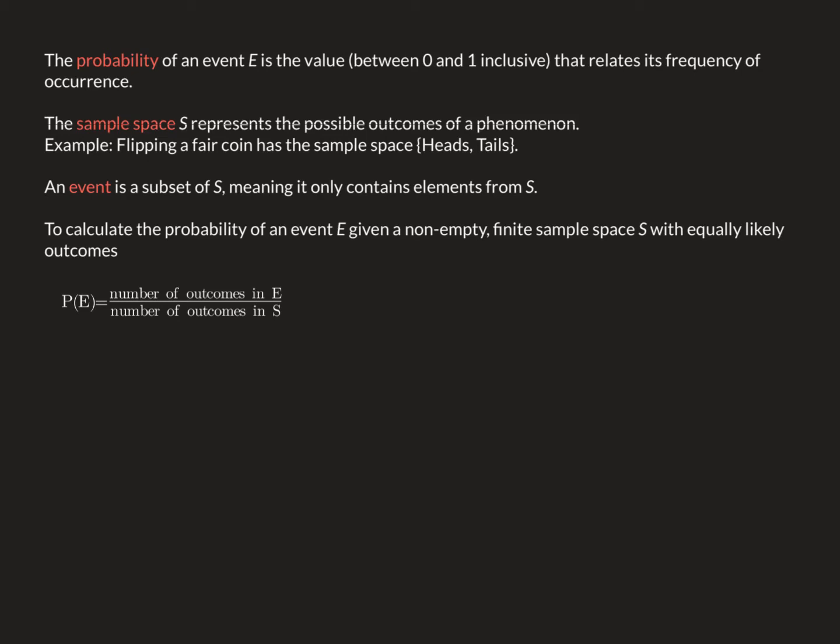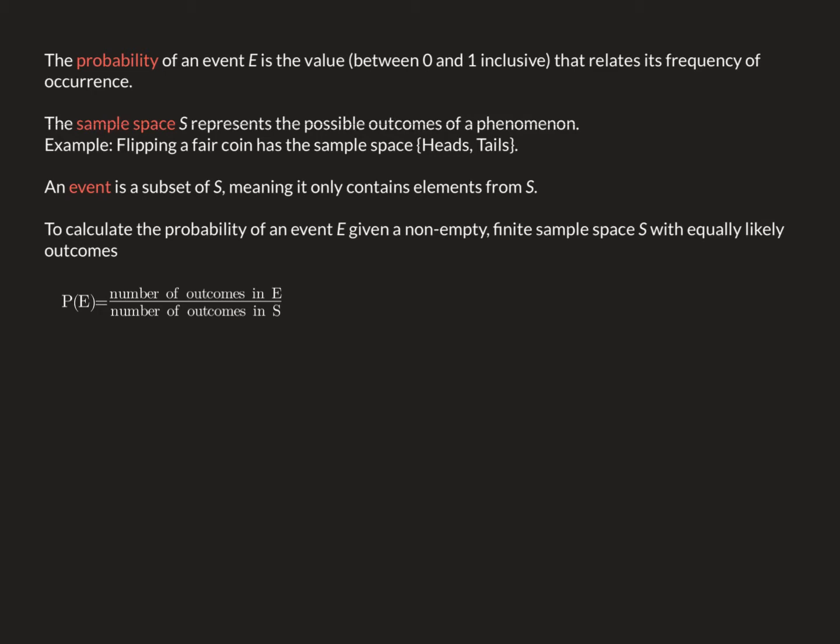Hello. In this video, we're going to be talking about probability. So the probability of an event E occurring is assigned a value somewhere between 0 and 1, including 0 and 1, that relates the frequency of that event's occurrence.